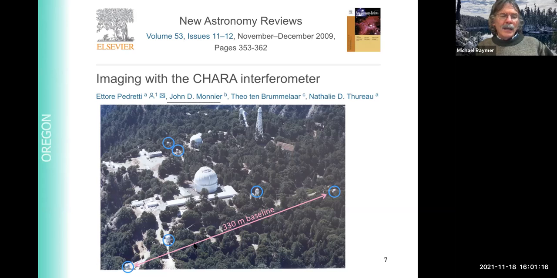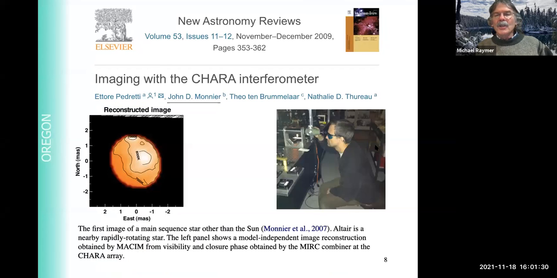Okay, so here's the CHARA Array, and here's our colleague John Monnier, who co-authored this nice review paper. And you see that the baseline between these two telescope locations is about 300 meters, and there's 6 of them, and here's the central spot where they combine all these beams through vacuum tubes under the ground. Here's John looking through a laboratory telescope on the table. And this is one of the early images that they were able to reconstruct. I think MAS means micro arc seconds. So they're able to reconstruct this image of a main sequence star other than the sun in 2007.